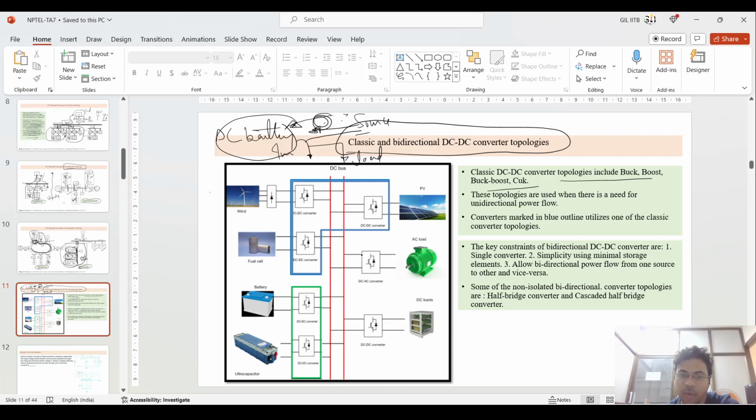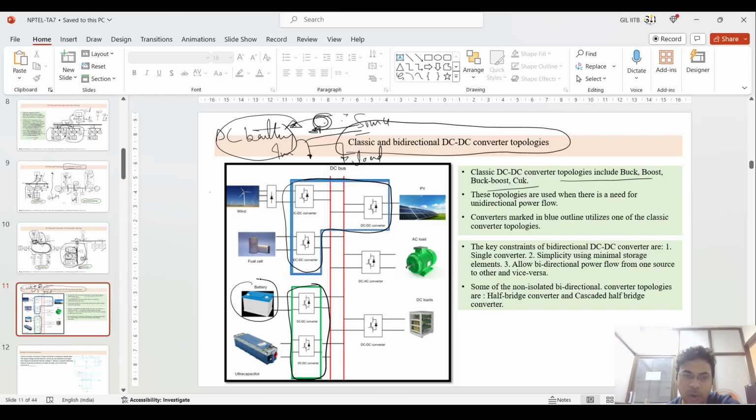So with the advancement of the power electronic converter, the possibility of this bidirectional power electronic converter is also explored. The blue line which I have shown is the conventional unidirectional converter, and the red one is a bidirectional converter.